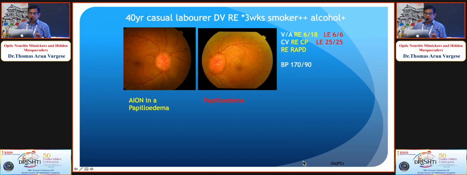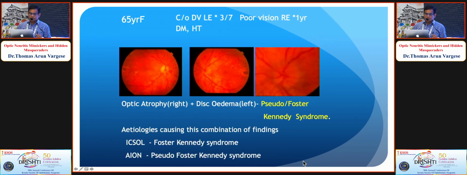So this was actually an AION in a papilledema. When in a chronic papilledema, they develop a compartment syndrome leading to AION and sudden worsening of vision, which can simulate an optic neuritis.